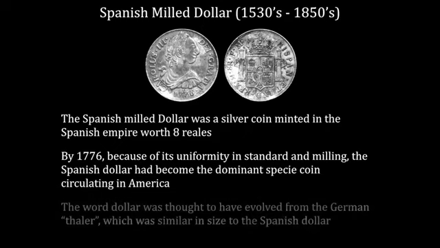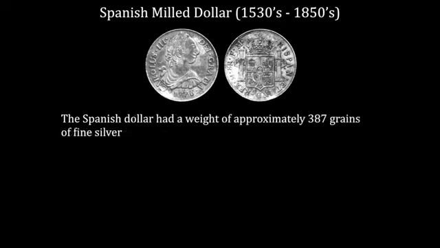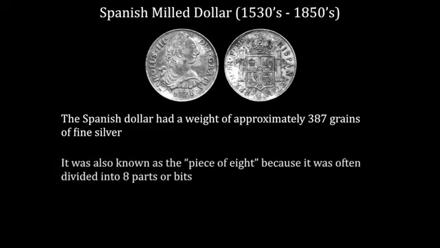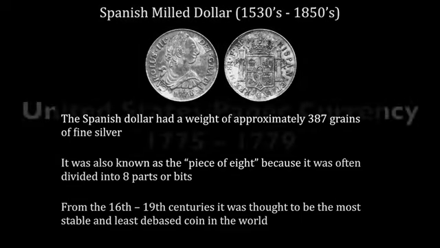The word dollar was thought to have evolved from the German Taler, which was similar in size to the Spanish dollar. The Spanish dollar had a weight of approximately 387 grains of fine silver. It was also known as the piece of 8, because it was often divided into 8 parts or bits. From the 16th to 19th centuries, it was thought to be the most stable and least debased coin in the world.